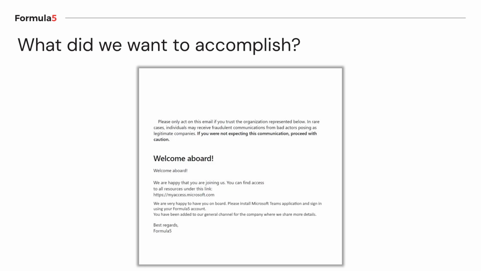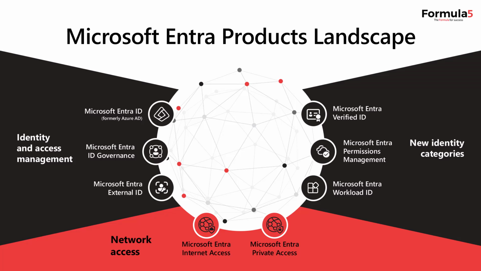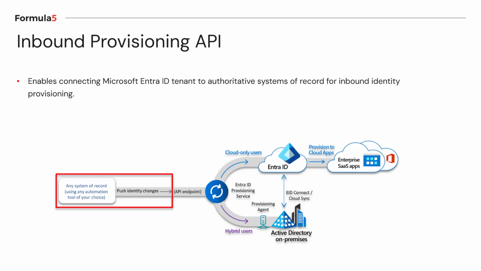So in this case, we decided to use Microsoft Entra ID inbound provisioning API and Microsoft Entra ID governance lifecycle workflows. And this is what I will show you in this video. Again, when it comes to products, there are many Microsoft Entra products. In this specific video, we are focusing on two: Microsoft Entra ID, obviously the identity provider, and Microsoft Entra ID governance, which we used for automating different things related to user accounts. Okay, perfect. So let's start with inbound provisioning API.